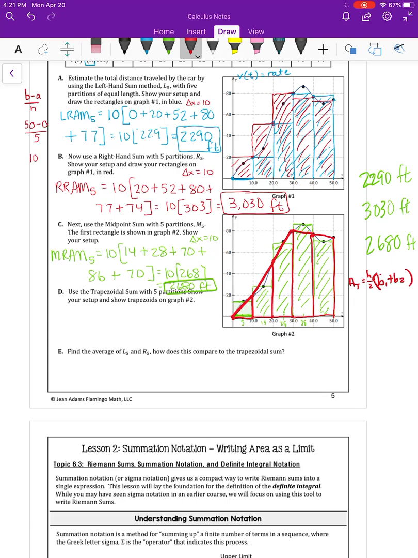And just to remind you what the trapezoidal rule is, the area of a trapezoid is height divided by 2 times base 1 plus base 2.